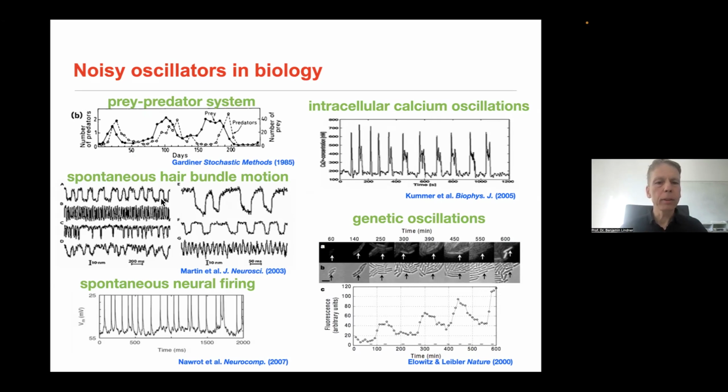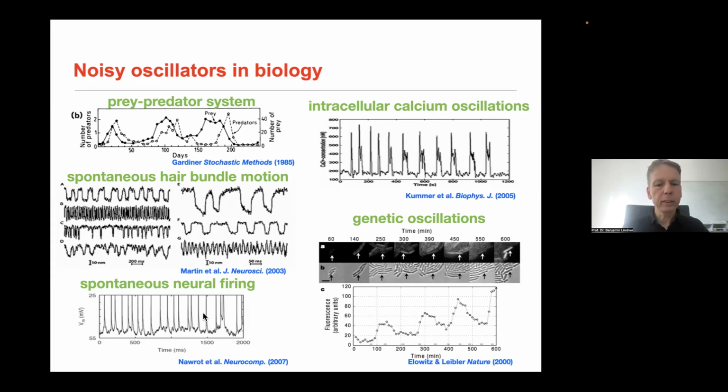The next example is a little organelle that plays a very important role in our inner ear organs. That's the hair bundle. And you see that the deflections of this bundle, this is only tens of nanometers here, so we are on a completely different scale now, is also shaped by fluctuations. But there is definitely also an oscillatory component to it.